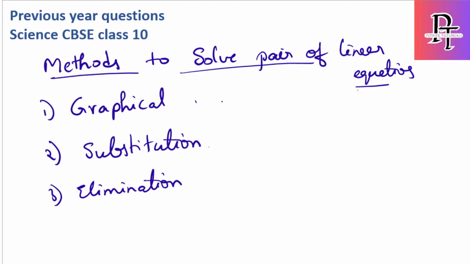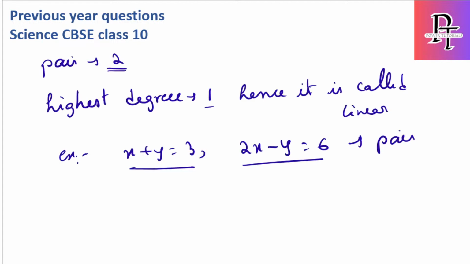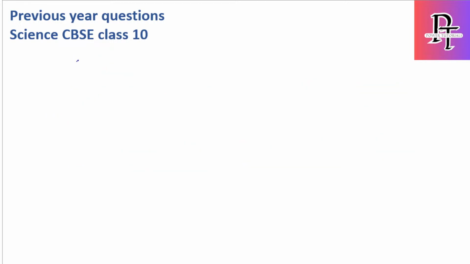For the graphical method, using a graph sheet I cannot explain here, but I will try my best to draw it manually. Later, when I give you the geometry chapter, I will explain graphical solving in detail. But right now, just as a small example, I'm explaining the same one, which is x plus y equal to 3, 2x minus y equal to 6. For the same equations I'm going to solve using the graphical method.